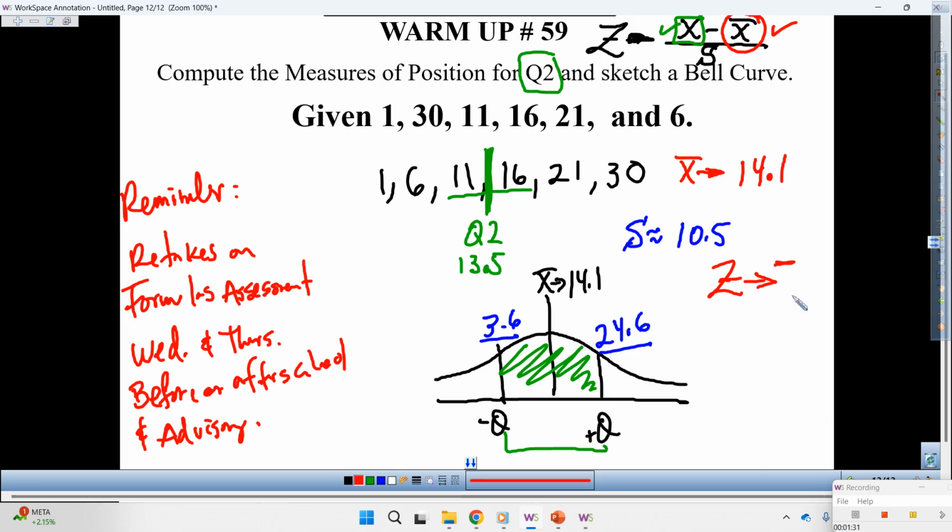Negative 0.05. Close enough. Hands if you got something like that. That is correct. So negative 0.05 is to the left of the mean and very close to the mean. Right there. Does everybody see what I mean? See what I mean? There it is. All right, so far so good, yes? Yes, Mr. Q.